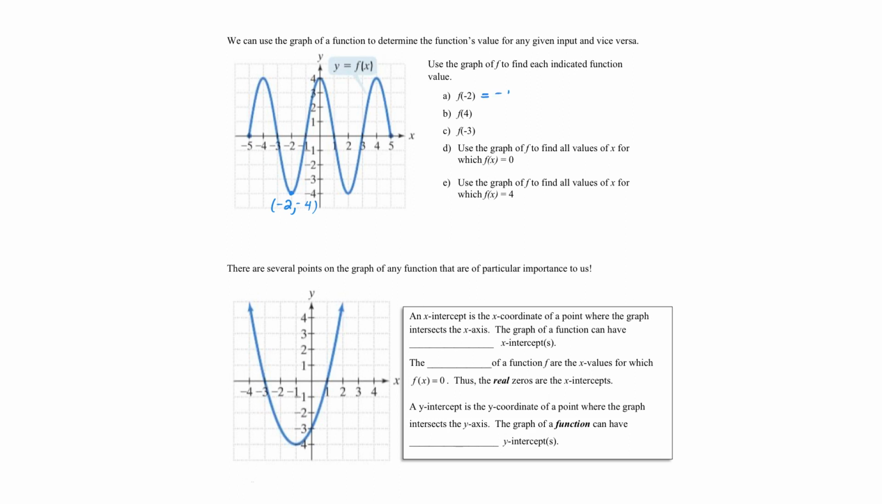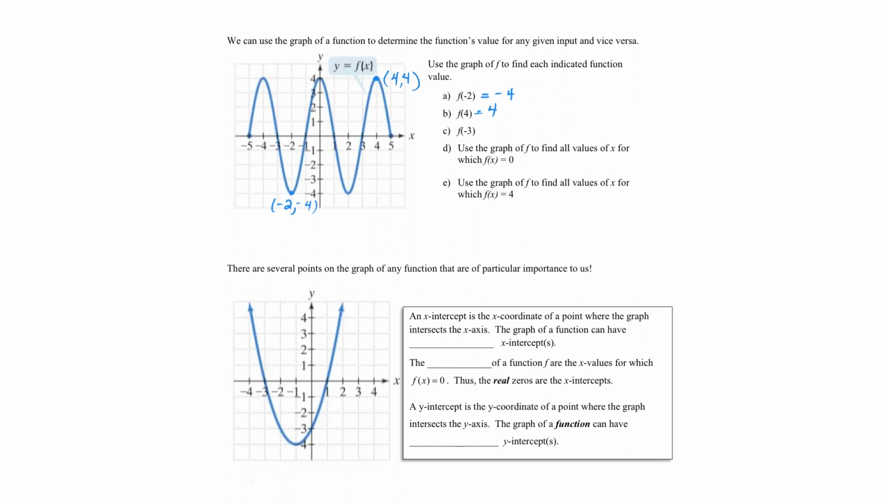Negative 4. So basically this picture is like a map, and these are my directions. Go to negative 2. Where will you end up? At negative 4. Now f of 4, here's my x value of 4. The ordered pair with x of 4 is 4, 4. So f of 4 is equal to 4.